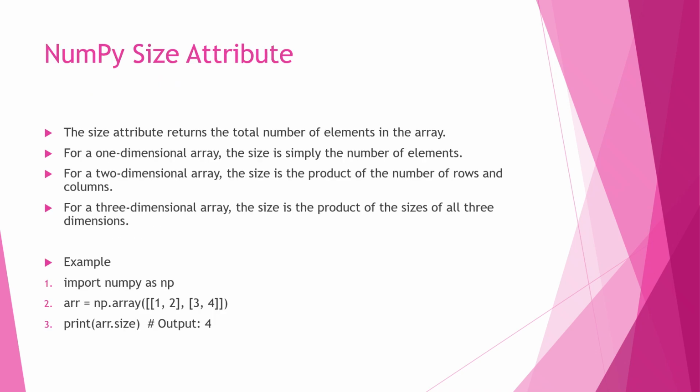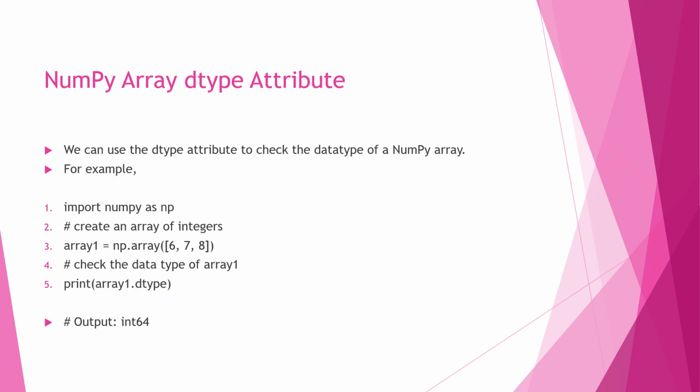And then the next attribute is the size attribute. It returns the total number of elements in the array. For a one-dimensional array, the size is the number of elements in the array. For a two-dimensional array, we multiply the number of rows and columns. For a three-dimensional array, the size of the array would be the product of the sizes of all 3 dimensions. So in this example, we have an array with 2 rows and 2 columns. So the size would be 2 cross 2, that is 4. The number of elements in the array would be 4.